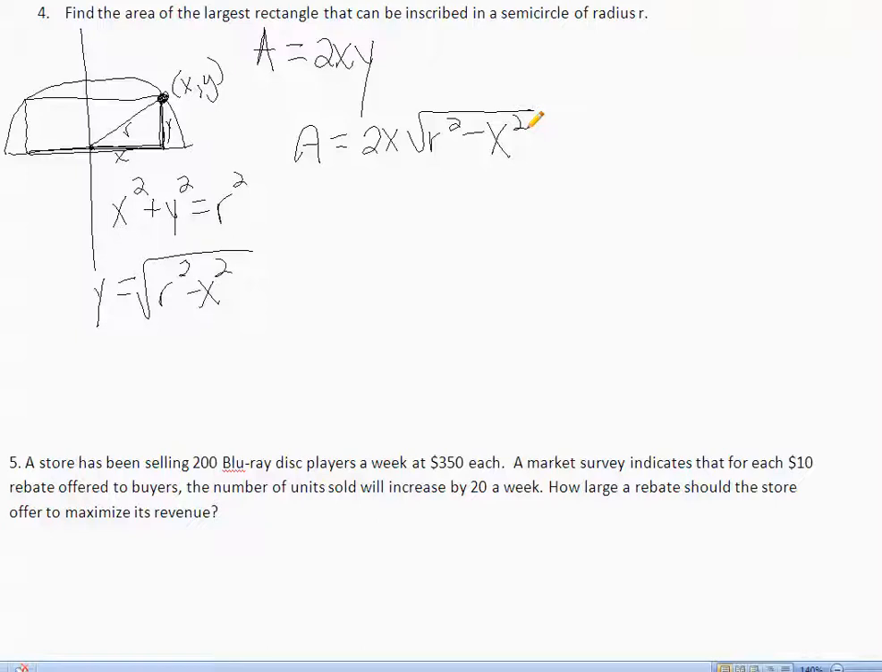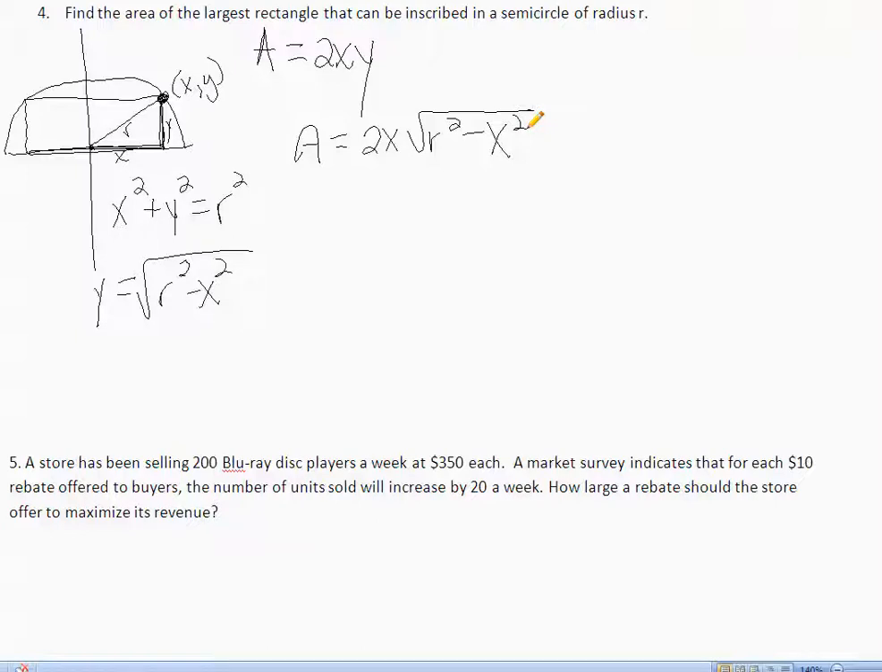R is my constant. I have to look at R as a constant, not a variable. Okay, so R is some number. How do I know that? Because it's saying in a semicircle of radius R. So X and Y are my variables. R is a constant. That's why I solve this for Y. So now I only have one variable here, and R is like a number. R is saying of any size R.